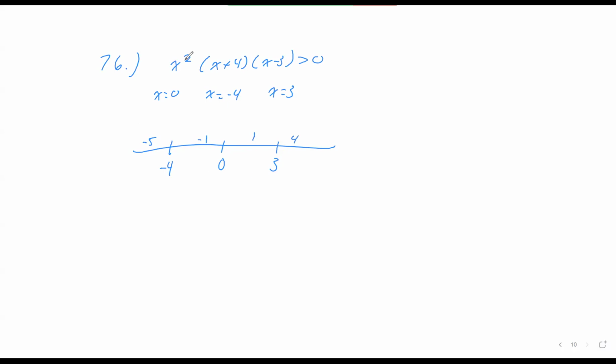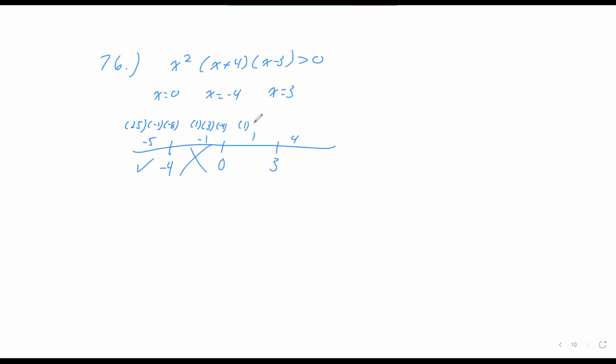Plug in -5. -5 squared would give me a positive 25. -5 plus 4 is -1, and then -5 minus 3 is -8. Two negatives make a positive, times a positive will give me a positive, because I'm looking for greater than 0. -1 squared would be just 1. -1 plus 4 is 3, and then -1 minus 3 is -4. Well, that right there, two positives and a negative make a negative, so that'd be less than 0.